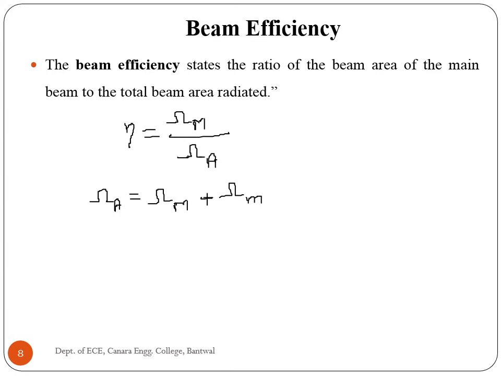Stray factor is given by the equation minor beam area of the minor beam to the total solid beam angle. Therefore, sum of the beam efficiency and stray factor is equal to 1.